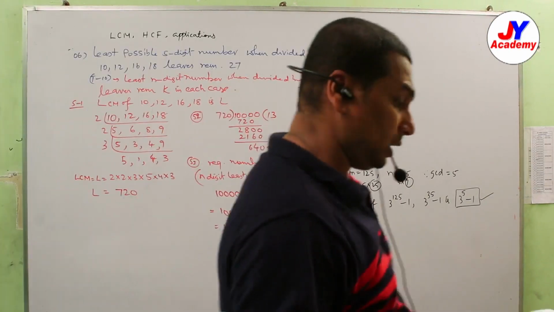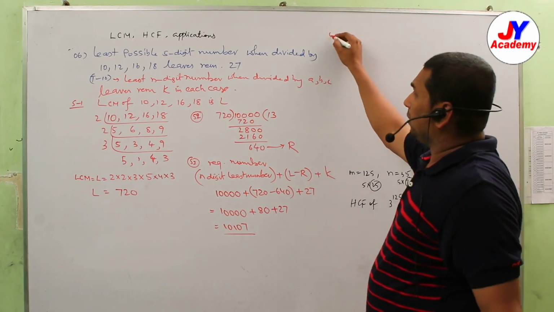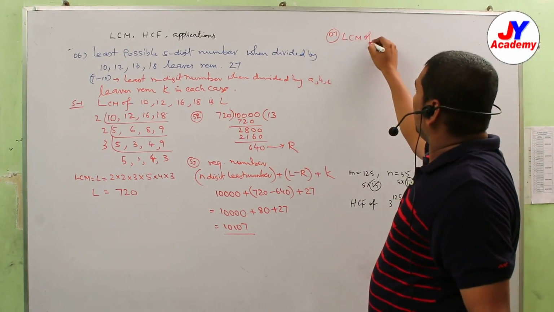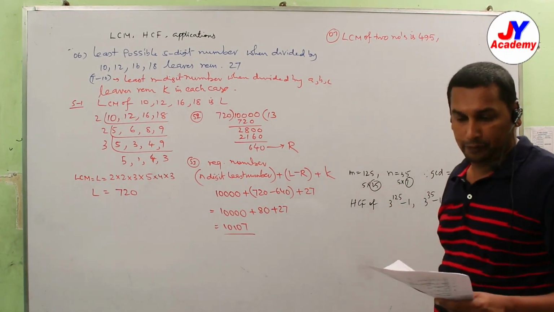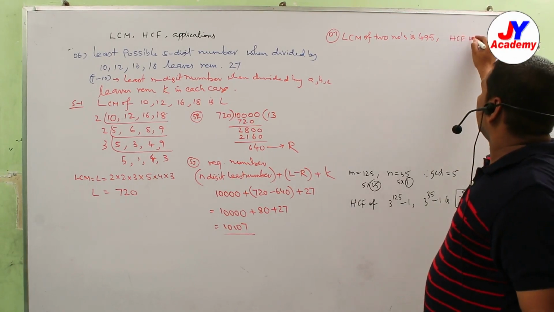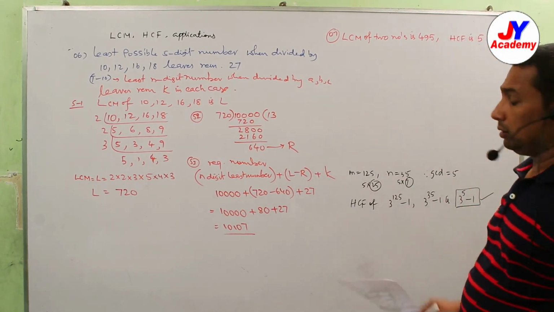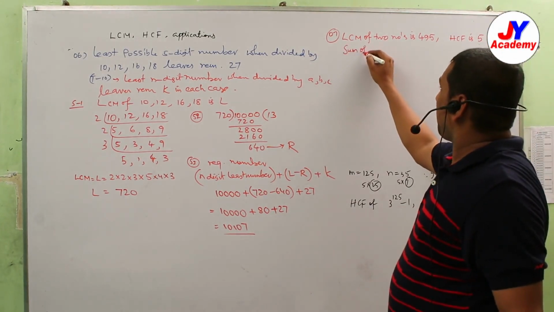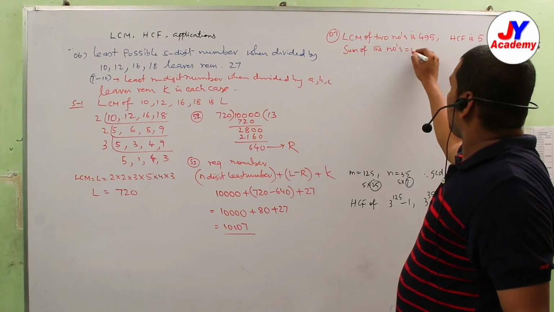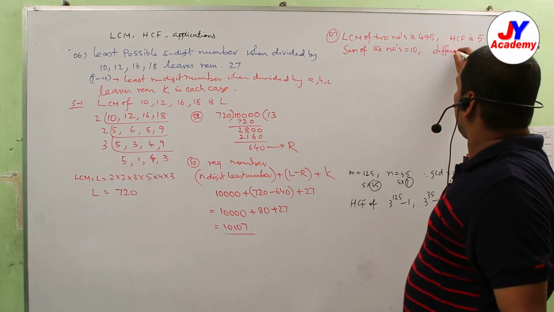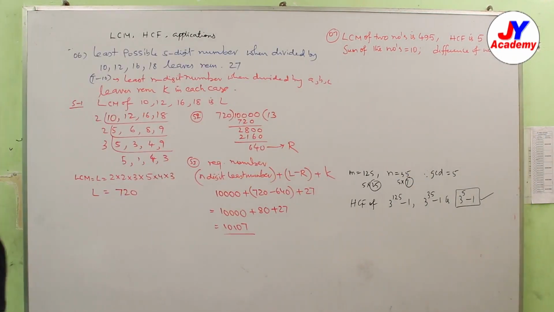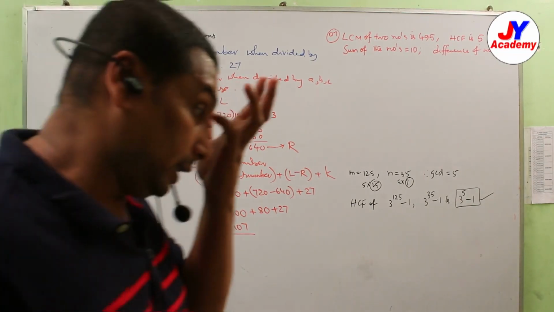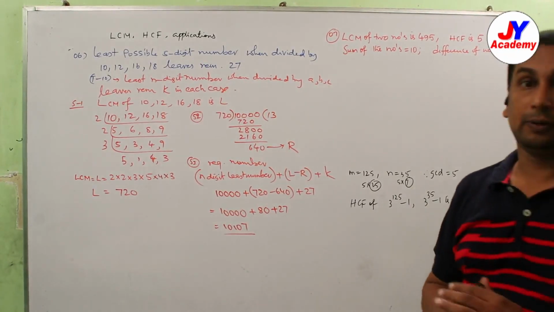This is also a beautiful application. The LCM of two numbers is 495. Their HCF is 5. Sum of the numbers 10. What is the difference of the numbers? Understood, all of you? So if this kind of question is given, how do we have to do it? See, I'll give the central theme.